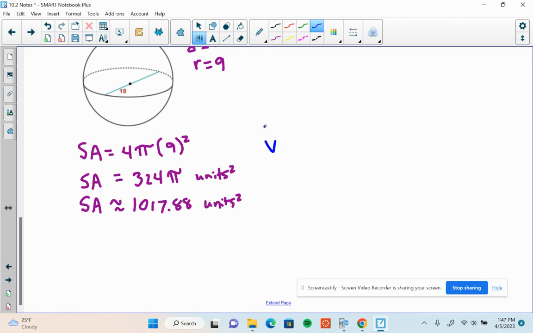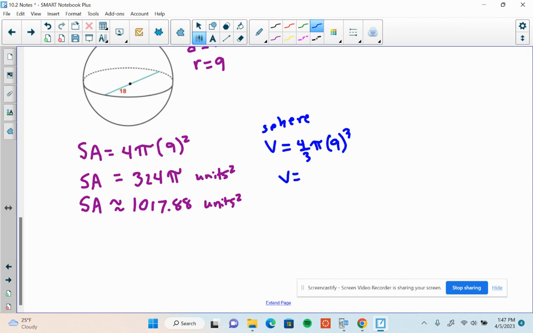The volume of the sphere, this is for our sphere. The volume is going to be 4/3 pi times the radius cubed. 4/3 pi r cubed, that's our formula for volume of a sphere. So we take 4/3 times pi, and then we multiply that with the cube of the radius. 4/3 pi r cubed. And then we'll simplify that.